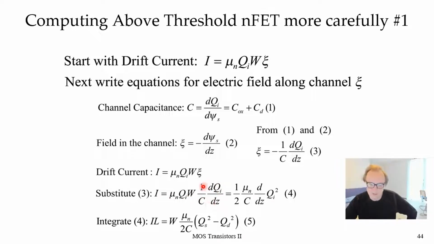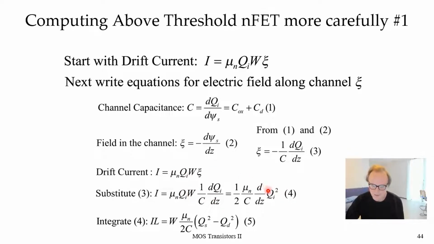And now we observe, this is the tricky part here, that Qi times dQi dz is actually the derivative of Qi squared along the channel. So d dz of Qi squared is exactly dQi dz times Qi. That's where we get the 1/2 too, because when you differentiate this, you get a 2 times dQ dz times Q.